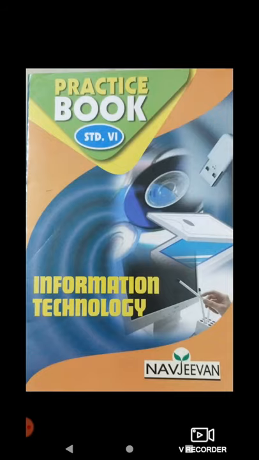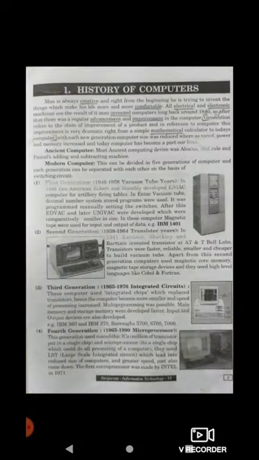Through the use of computers and various other electronic systems or devices. All right, so let us begin with our syllabus for standard 6th. Open chapter number 1, history of computers. So in this lecture we will learn about the history of computers.